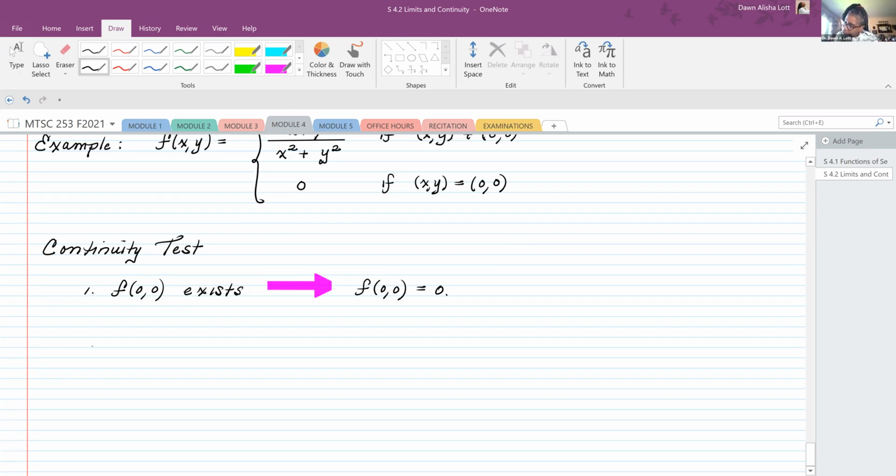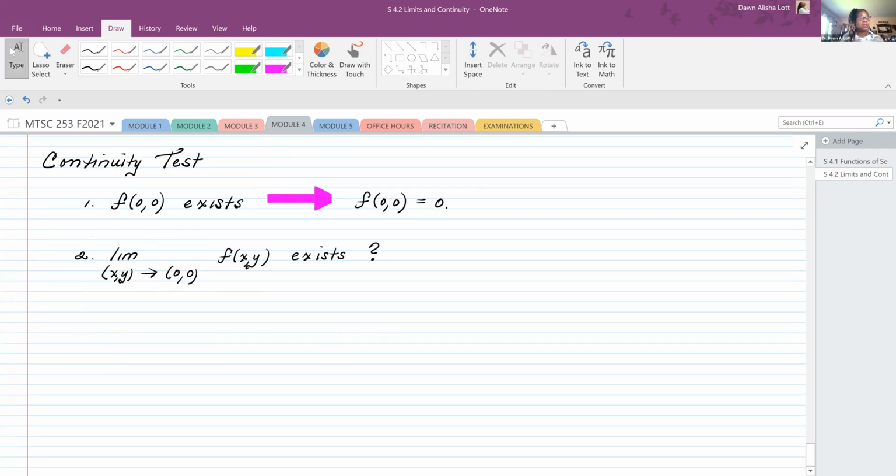2, the limit as xy approaches 0, 0 of f of xy exists. So that for us is a big question mark. So we have to show that exists. So we need to do that. Okay, so clearly everywhere other than 0, 0, I can put a number in and I'm good. The only issue is at the origin 0, 0. So now I want to check for the limit.